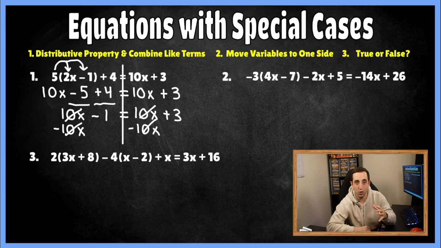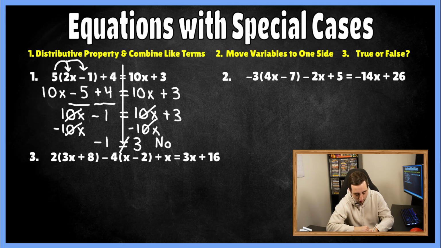So now we're left with one of those special case scenarios here where we have negative 1 is equal to 3. Now, is that a true statement or is that a false statement? Is negative 1 equal to the number 3? Well, that's definitely false. So we're going to put a slash through the equal sign, and we're going to say that this particular equation has no solution to it.